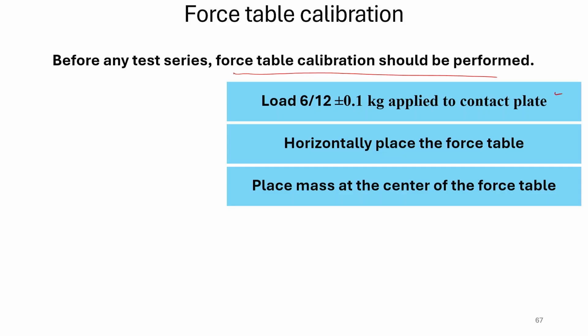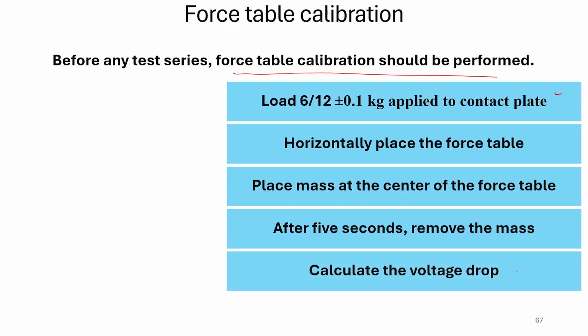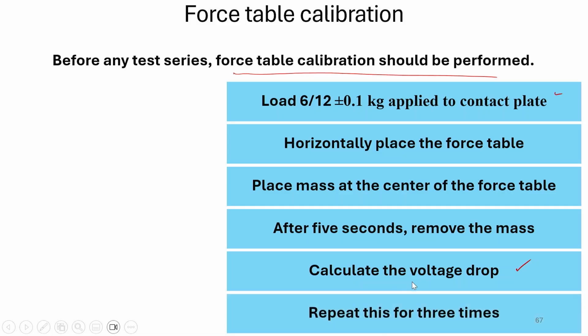Place the mass at the center of the force table. After 5 seconds, remove the mass and calculate the voltage drop. From the voltage drop and the known mass, we can calibrate the force table, and then we repeat the total process 3 times.